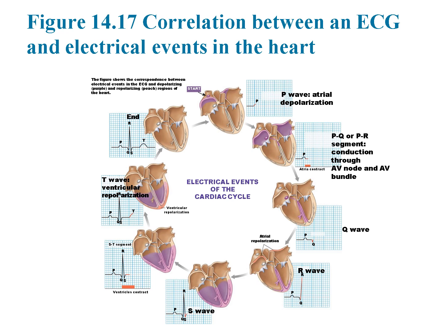Next, the PQ segment, also called the PR segment, represents the conduction of electrical signals through the atrioventricular node and the atrioventricular bundle. This brief delay ensures that the ventricles have enough time to fill before contraction. Following this, the Q wave marks the beginning of ventricular depolarization as the signal moves through the interventricular septum.